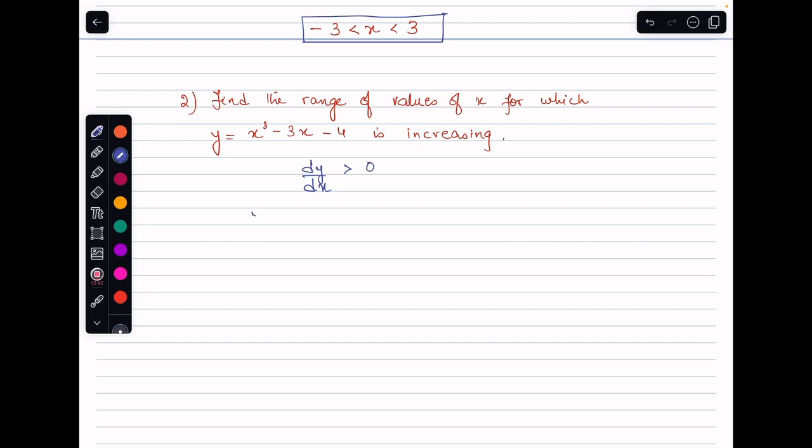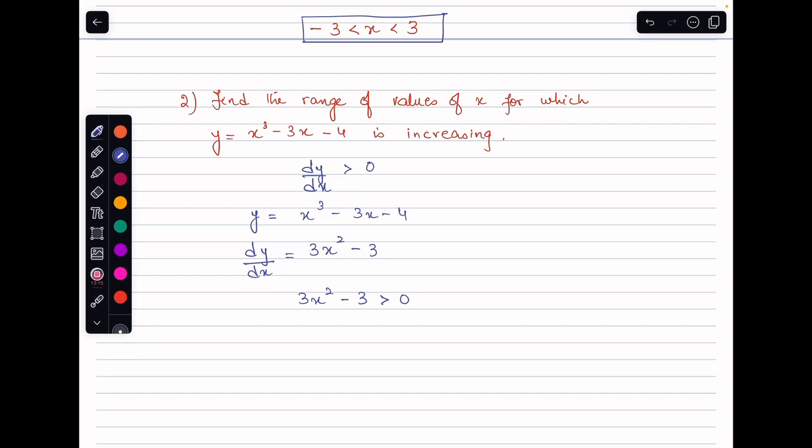So if we have y equals x cubed minus 3x minus 4, then to find the range of values of x for which the function is increasing, the first thing is to find the gradient or the derivative dy by dx. So this derivative now becomes, for x cubed, 3x squared, and then a negative 3. Following the condition, I should say that 3x squared minus 3 should be greater than 0.